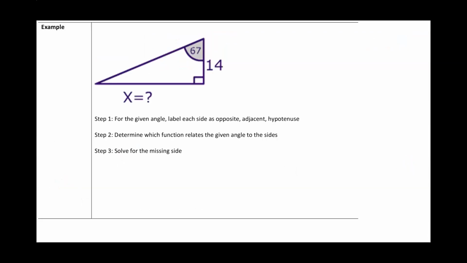Okay, next example, we're solving for this missing side, x. So let's take 67 degrees. This is the given angle. Let's label all the sides. The hypotenuse is missing, but I'm going to label it anyway. The side attached to 67 degrees is its adjacent side, and directly across from it is its opposite side. Now, what are we solving for? We're solving for the opposite side, and we're given the adjacent side.